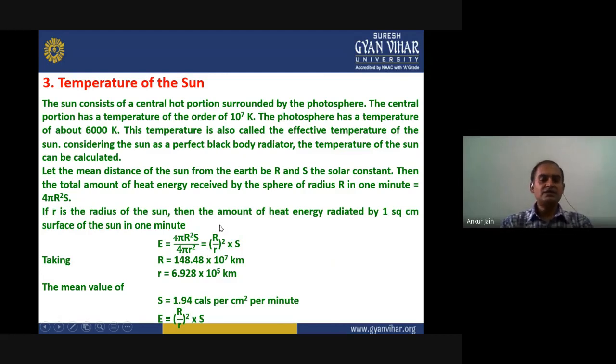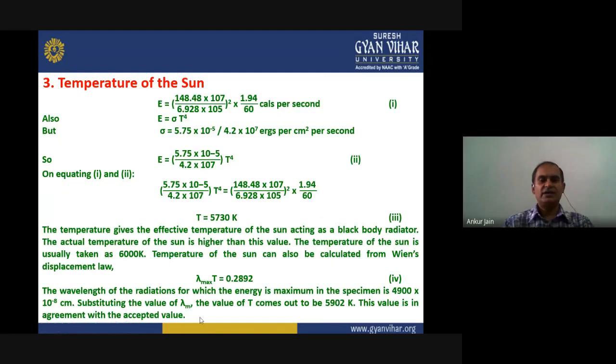Actually, the mean distance from sun to earth is almost 148.48 into 10 to the power 7 kilometer, and the radius of sun is already known, that is 6.928 into 10 to the power 5 kilometer. So the mean value S is also calculated already at different elevations, different altitudes. S is equal to 1.94 calories per centimeter square per minute. By putting these values in this equation, E equals r upon R square into S, we get the value something like this.